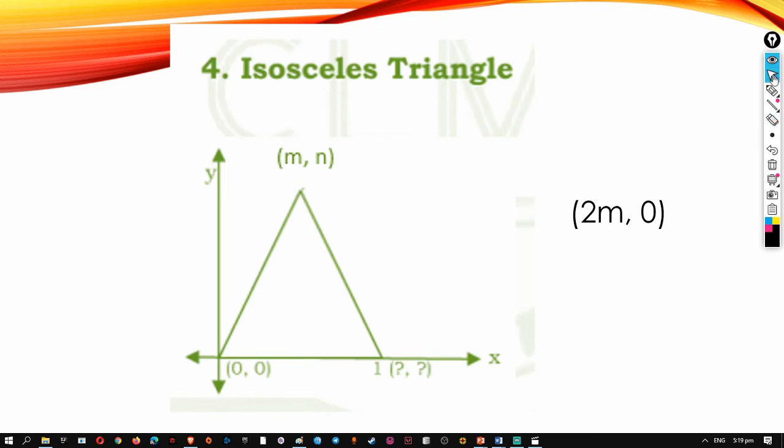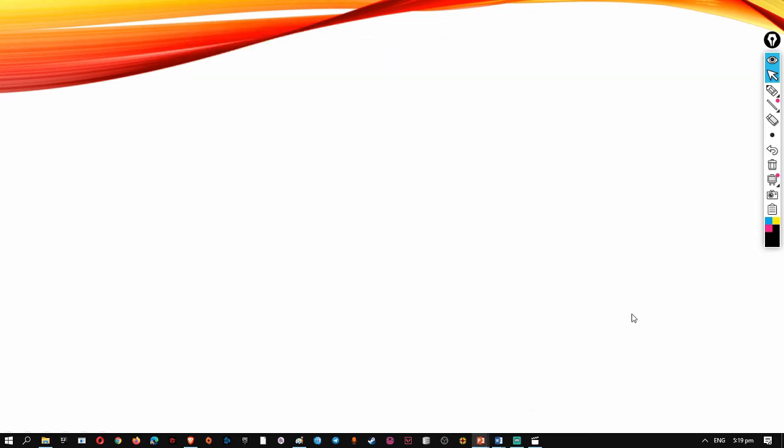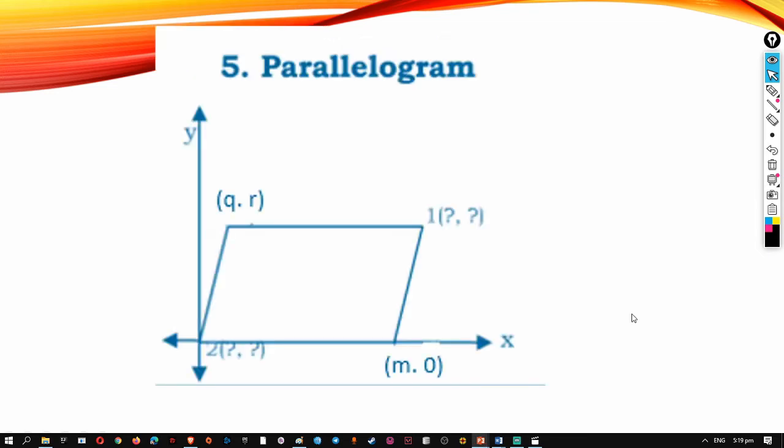Moving on to example number 5, a parallelogram. Pag sinabi nating parallelogram, there are two pairs of sides that are parallel. Anong hinahanap? Ito ang number 2, at ito ang number 1. Narito siya, ibig sabihin, nasa origin. Pag nasa origin, the coordinates are 0, 0. Ngayon, may given Q, R.